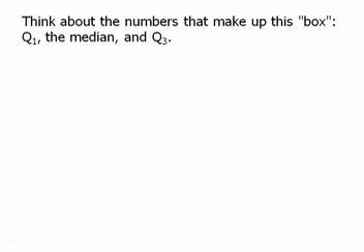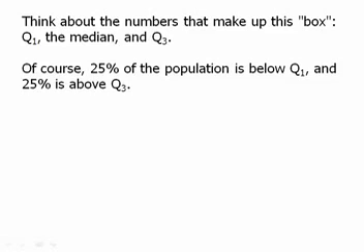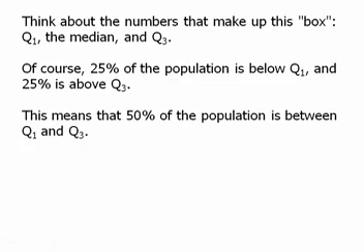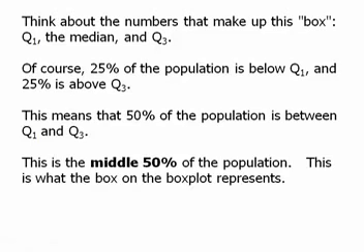What's up with that? Think about the numbers that make up this box: the first quartile, the median, and the third quartile. Of course, 25% of the population is below the first quartile, and 25% is above the third quartile. So those are the 2 regions outside of the box. So outside the box, we have 25 on one side, 25 on the other side. So that means the box itself is 50%. And that's 50% of the population between Q1 and Q3. That is the middle 50% of the population. This is what the box on a box plot represents.